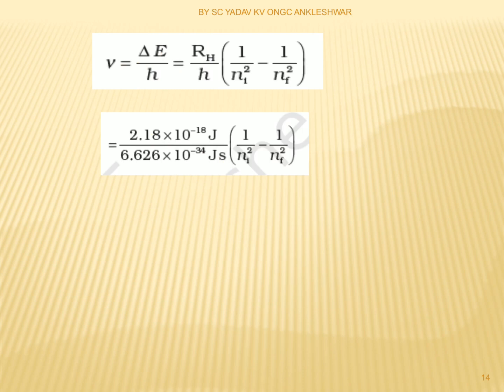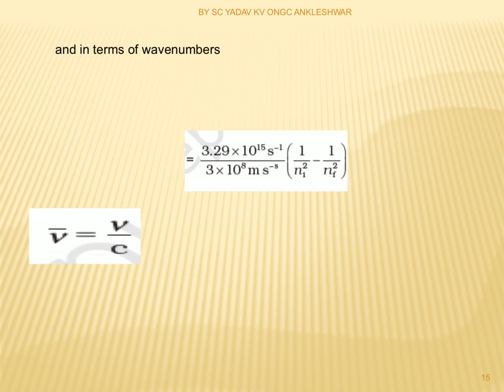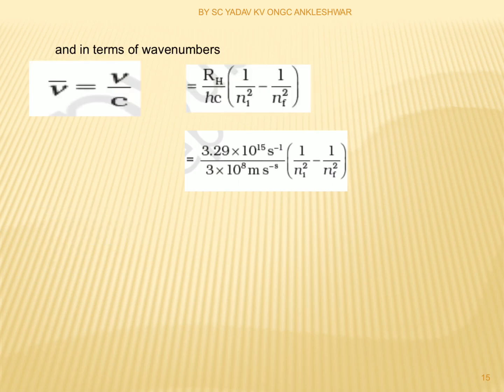Putting the value of the Rydberg constant RH and Planck's constant h, we finally get nu, the frequency of the radiation, is equal to 3.29 into 10 to the power 15 into 1 by NI square minus 1 by NF square. This is the frequency of radiation required for the energy gap. A very simple question may be asked: what should be the frequency of radiation required to change the orbit of an electron from first to fifth?